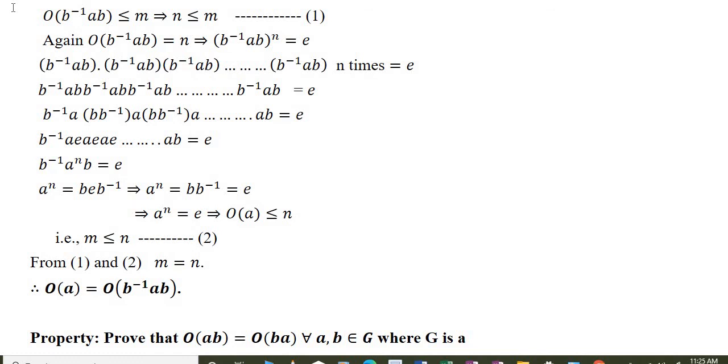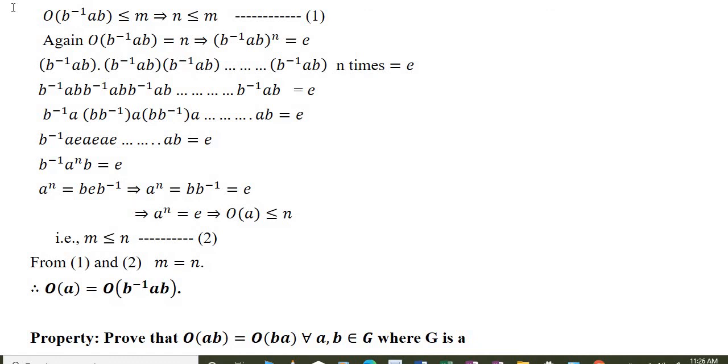Now I need A power N. So here B inverse is in the right place, that's why B inverse goes to the other side as B in the left place only. B is in the right place, so B goes to the RHS as B inverse in the right place. So B into E is B only, and B into B inverse is E only. That means we get A power N equals E.